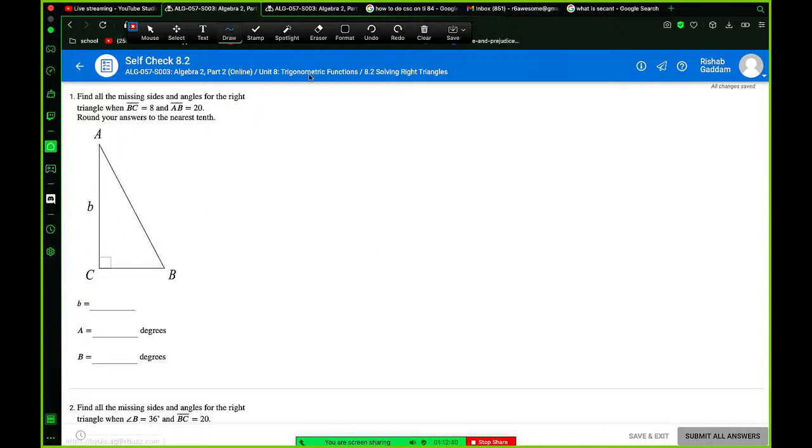So let's first draw this triangle. And you have this, this, and this. So this is BC, and this is 8. AB is 20. This is 20, and this is a 90-degree angle. We're trying to find all the stuff that it didn't say. So we're trying to find this, this, and B.